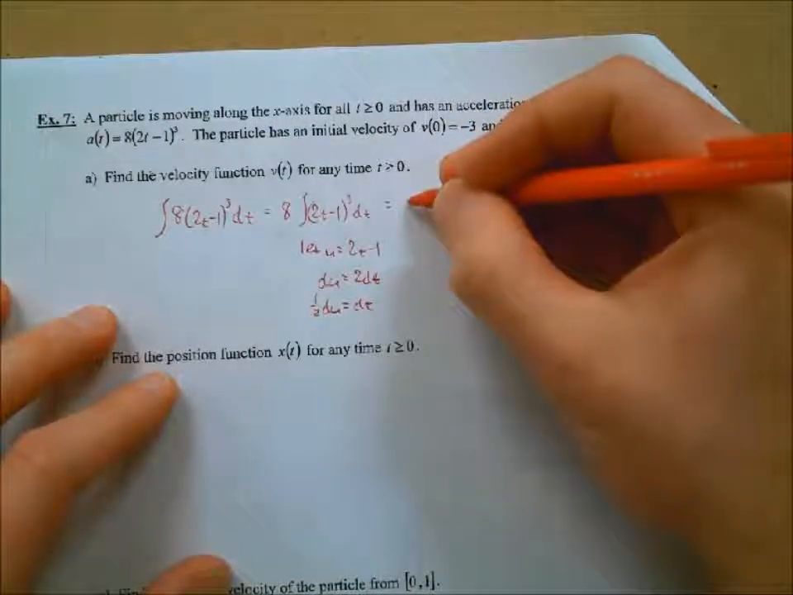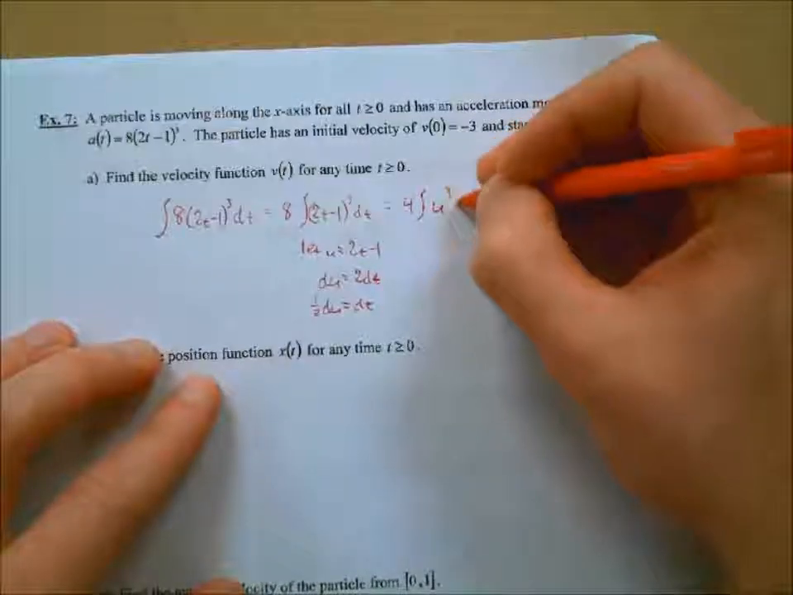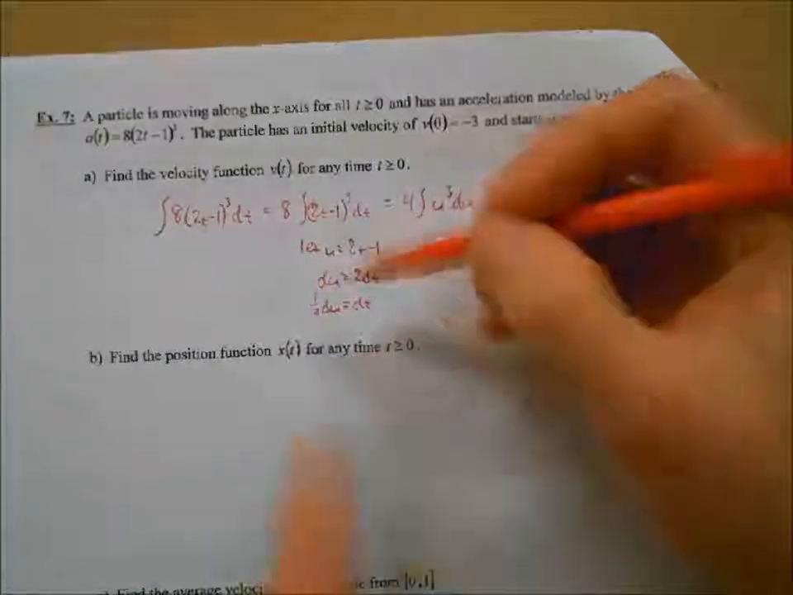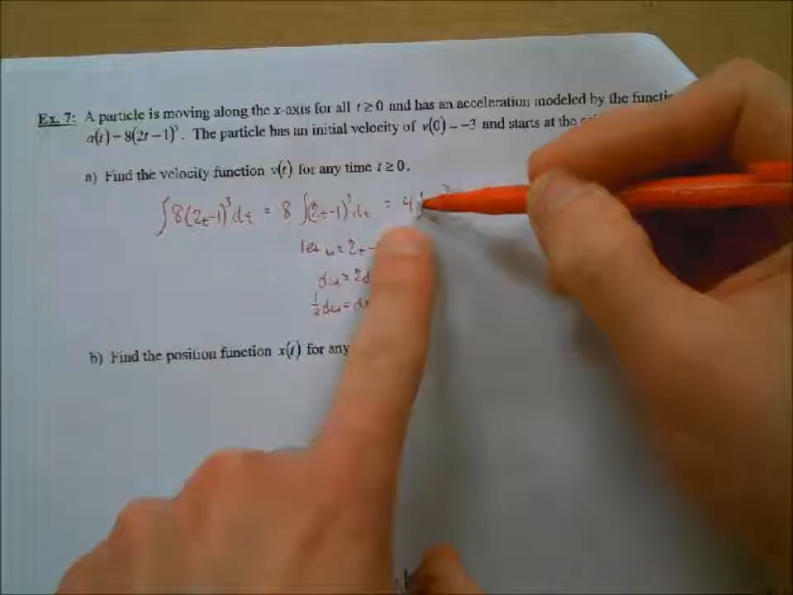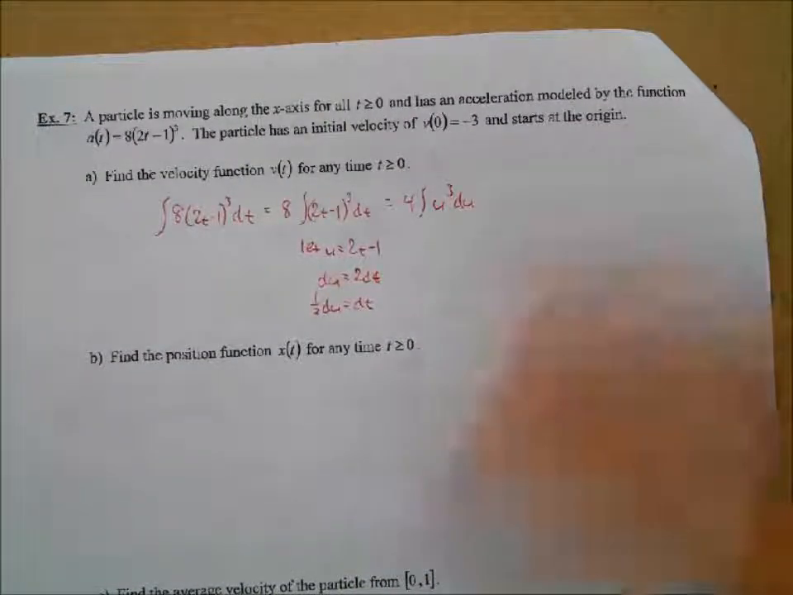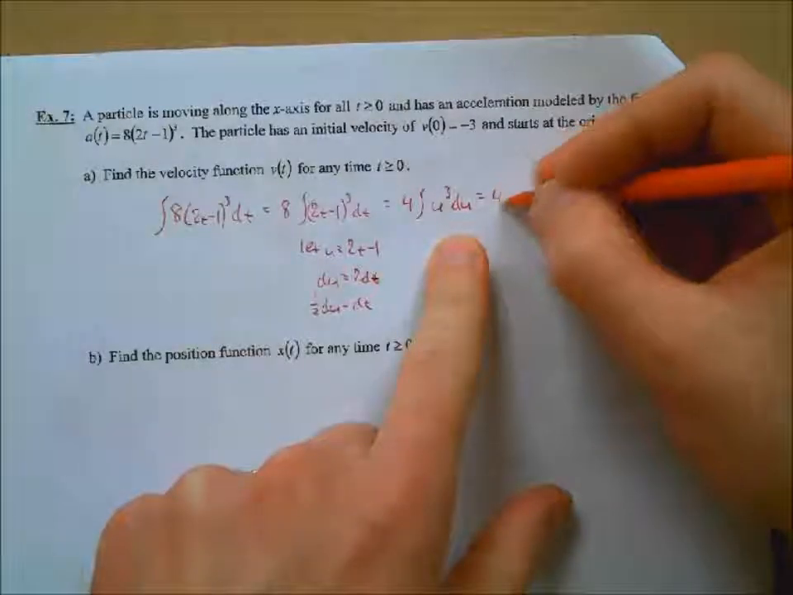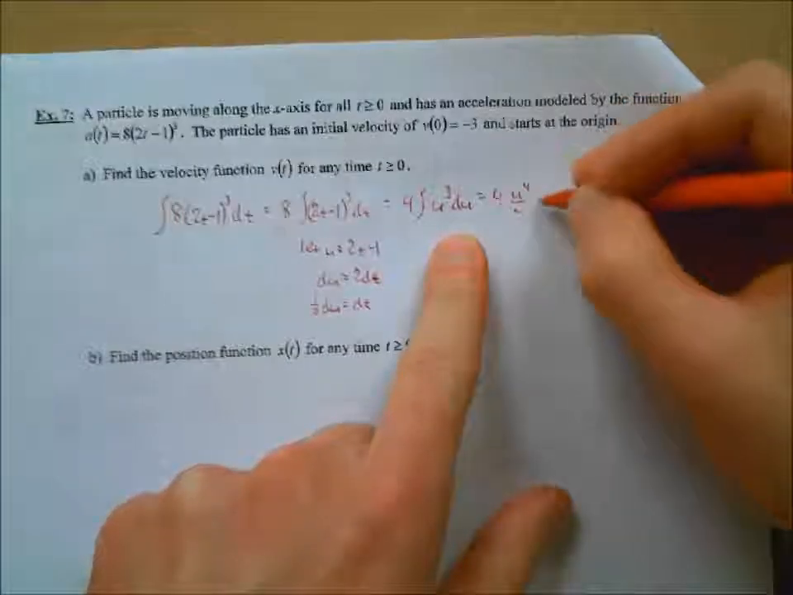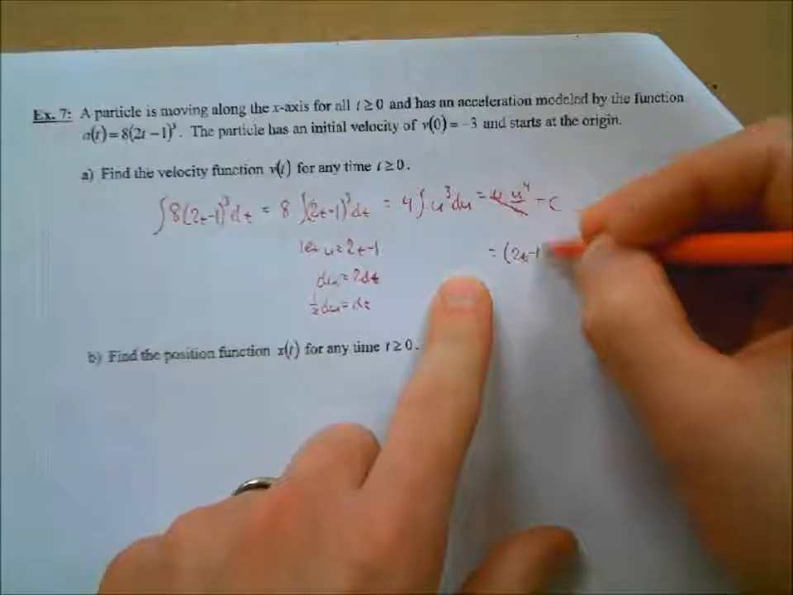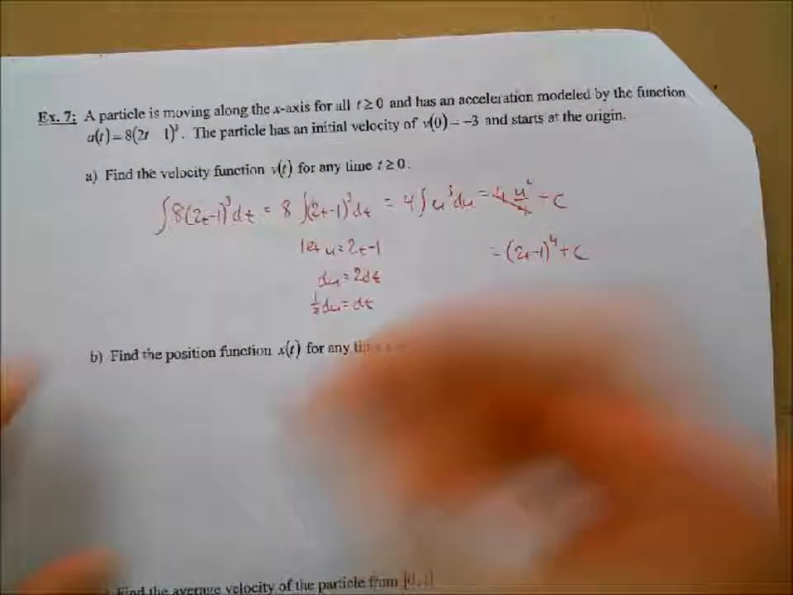All right, so 1/2 times 8 is going to give us 4 integral u cubed du. Again, I went ahead and did the 1/2 du, but there was the 8 there already, so I just went ahead and made it 4. The integral of u cubed is u to the 4th over 4 plus c. The 4's cancel, and so we're going to end up with (2t minus 1) to the 4th plus c. And that is our velocity function.